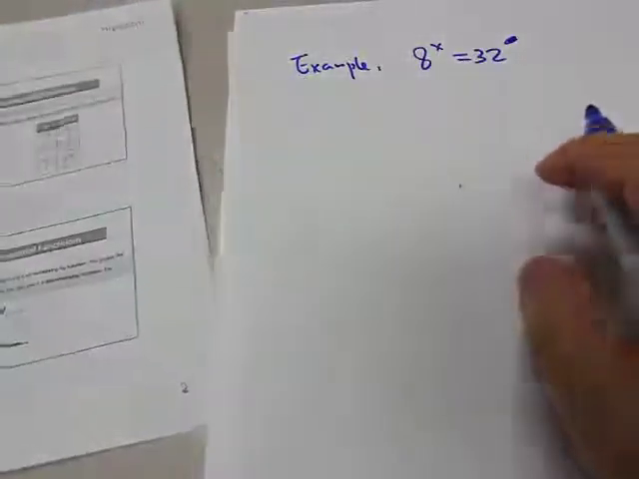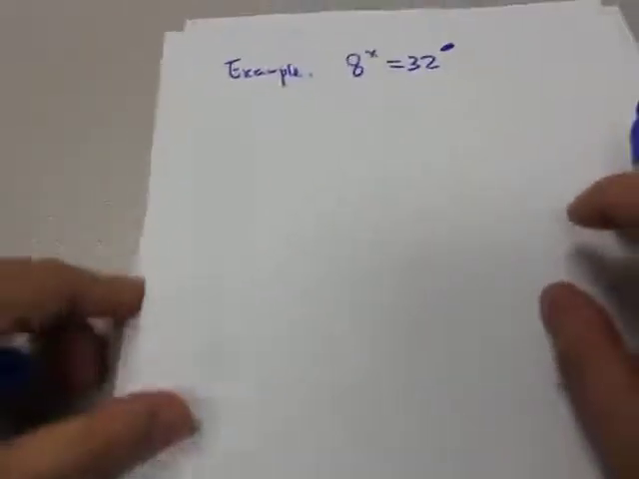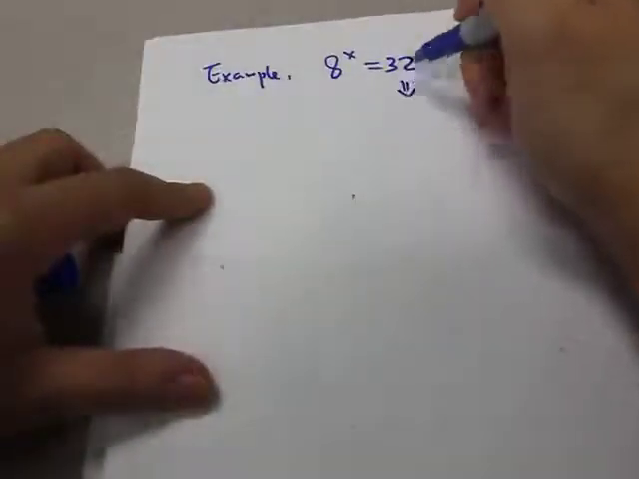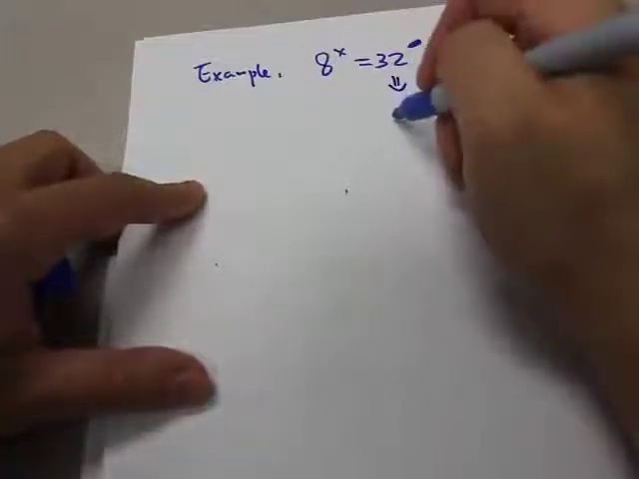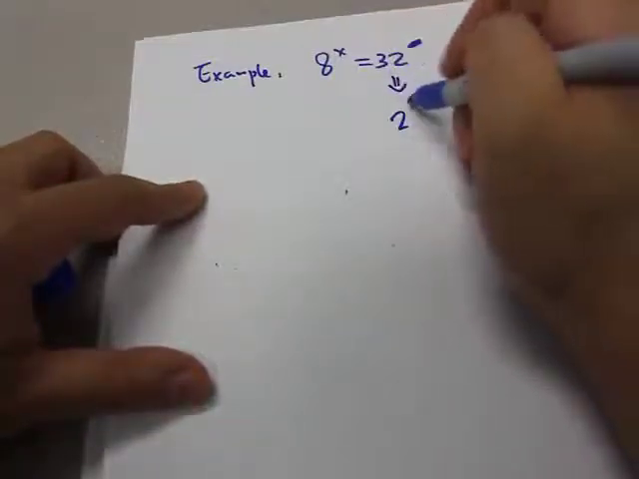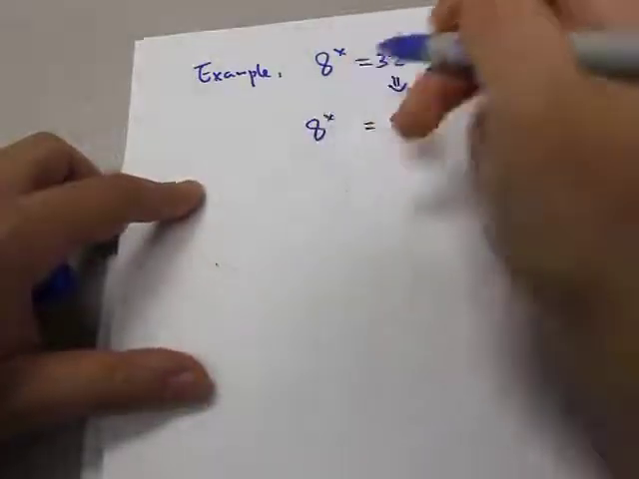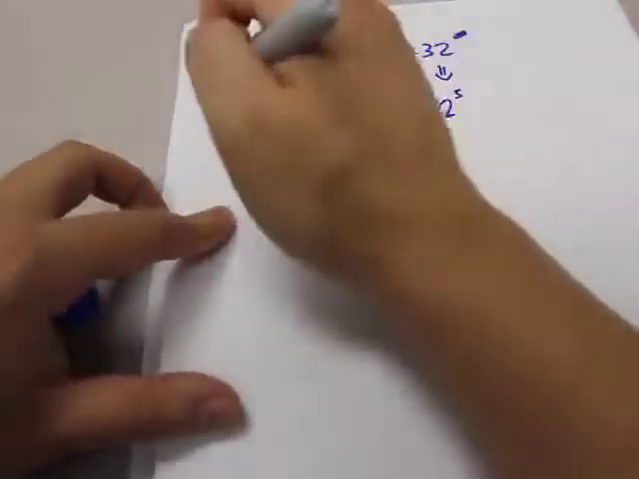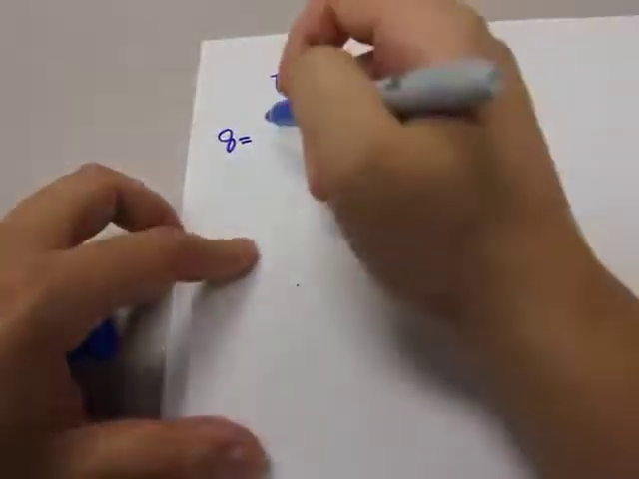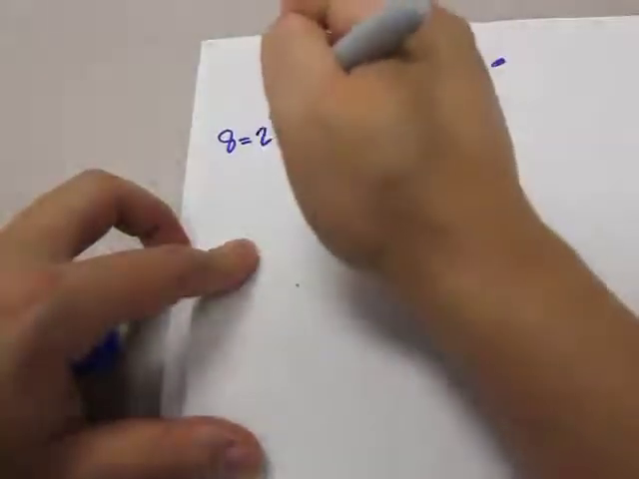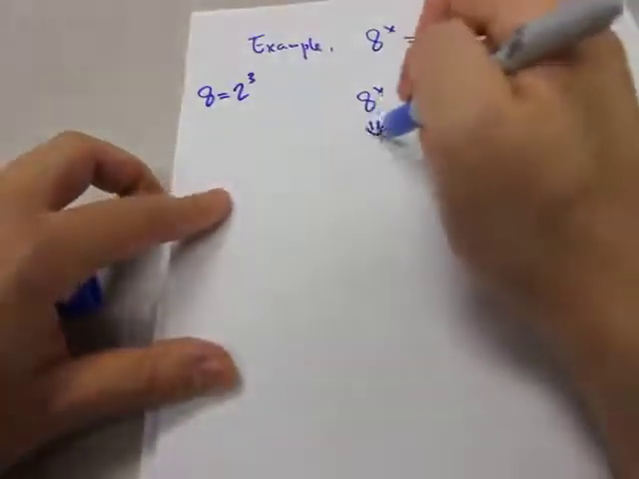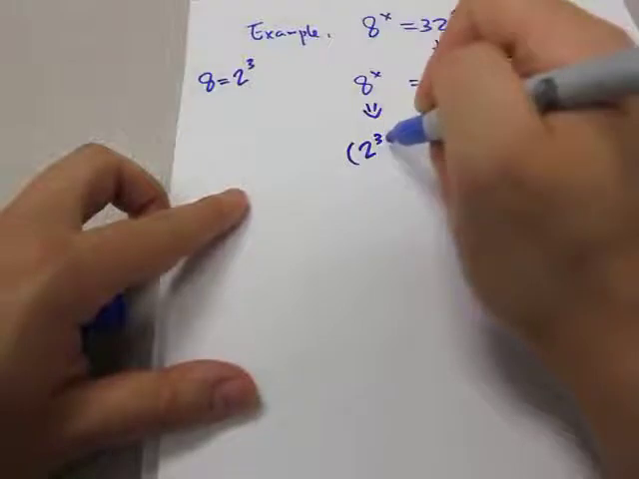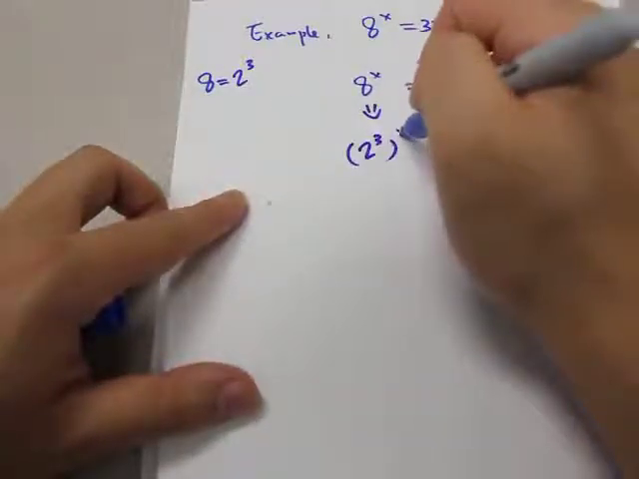Okay, do this one. So 8 to the x equals 32. Now first, 32 we are able to write as 2 to the power 5. And because 8 can also be written as an exponent whose base is 2, because 8 equals 2 to the 3. So for the 8 to the x, we can write it as 2 to the third raised to the power of x.